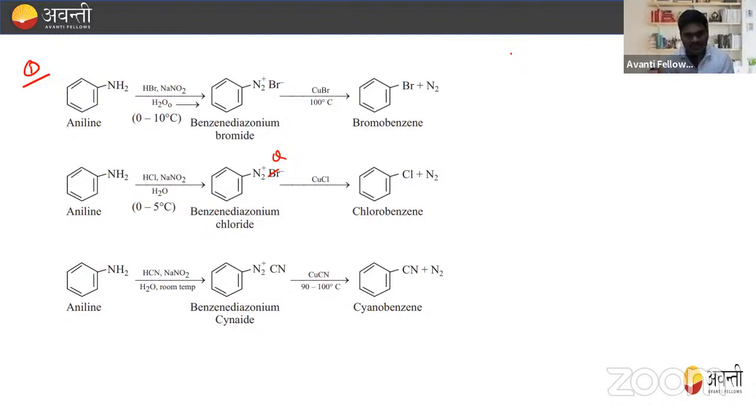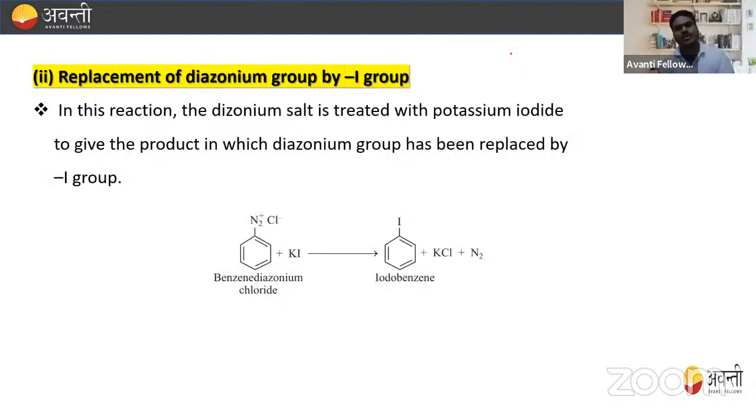Aniline undergoes diazotization to form the diazonium salt. When the diazonium salt is treated with copper bromide, copper chloride, or copper cyanide in the presence of HBr, HCl, and HCN, it will form the corresponding bromobenzene, chlorobenzene, and cyanobenzene. Right? So now let's see the replacement of the diazonium group by the I group.